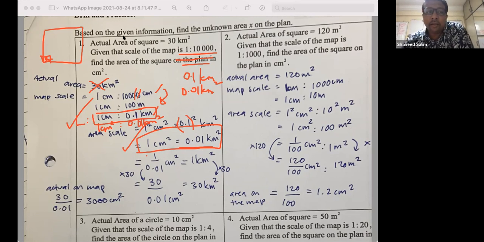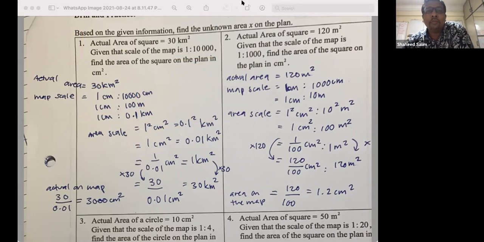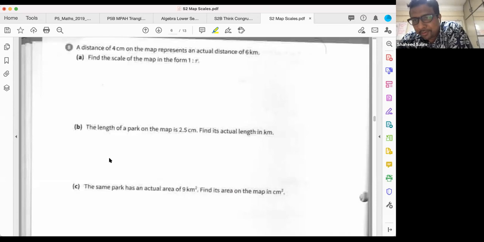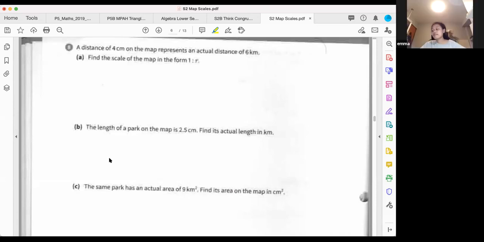Don't worry. If you feel at any point in time I'm teaching differently from your teacher, you must tell me, okay? Because I need to reconnect the dots for you. Unless I'm really teaching something off, then I don't think so, okay?